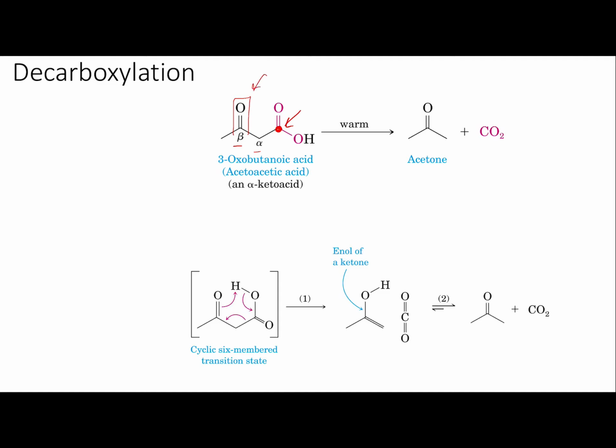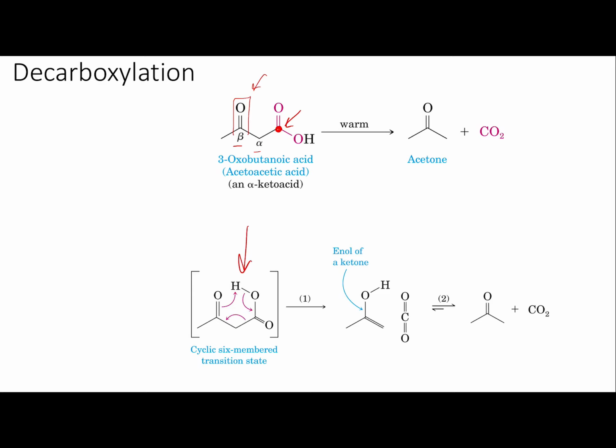The mechanism of thermal decarboxylation involves a redistribution of electrons in a cyclic transition state, like this, followed by two keto-enol tautomerisms. I don't know if you remember that much from the keto-enol tautomerism from the last chapter, but it's two steps: redistribution of electrons followed by the keto-enol tautomerism to essentially remove the carboxyl group. So it's a complicated little step, but it does happen.